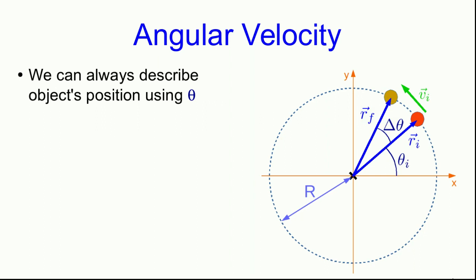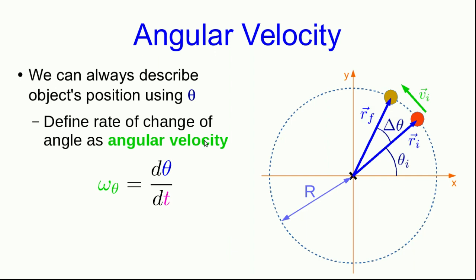Now, just like for other motions, we want to be able to describe the rate of change of position. And we will often want to write that as a velocity vector, just like we've always done. However, since we can always describe the object's position just using its angle from the x-axis, it would be useful to just talk about the rate of change of that angle. So the amount by which the angle changes per unit time, which would in fact be a derivative, the rate of change of theta with respect to t.